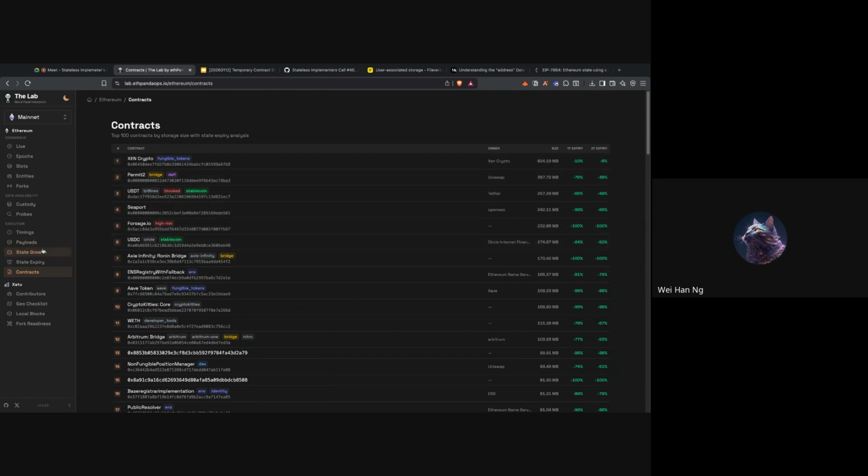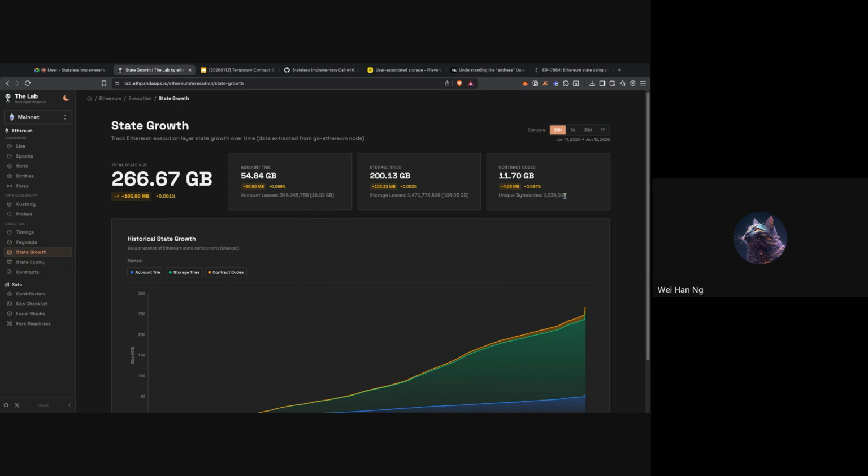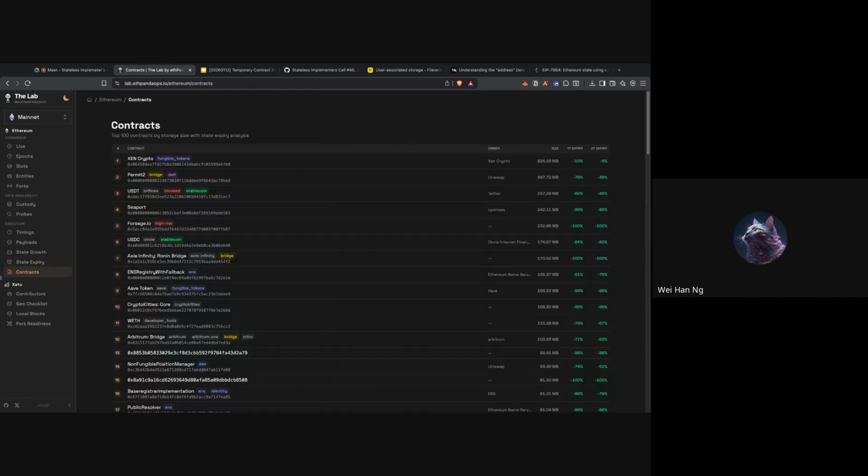Just wanted to quickly share on this, and we are still validating the accuracy of the data. I think for state growth, it should be fine. Contract codes is slightly inaccurate by very little; this should be like 2008 something. For state expiry, we are trying to validate the data, and same goes with the contract. But you guys can take a look and give us some feedback on what you would like to see next. So that's all.